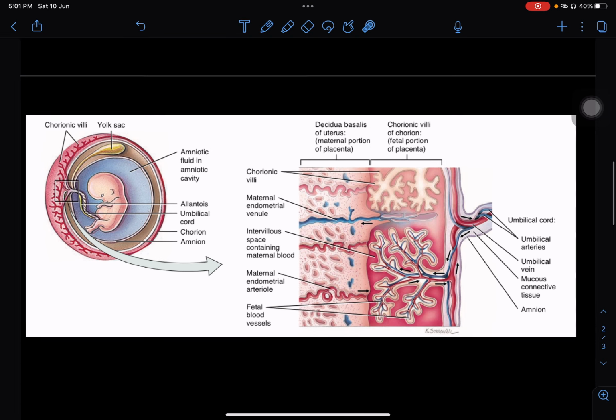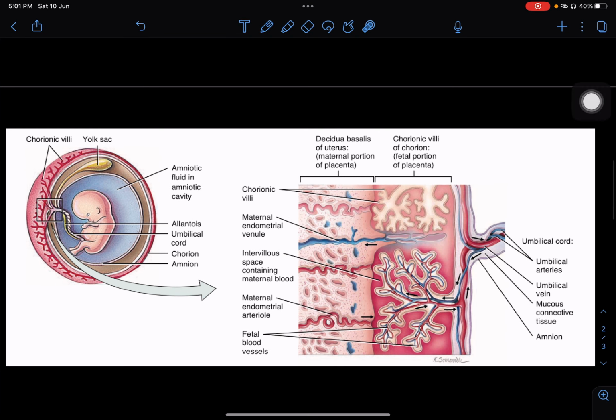And this is the detailed diagram of the placenta, where you can see this is our embryo surrounded by the amniotic cavity. Amniotic fluid is there inside that, and then this part is the placenta. The entire part, you can see, is actually considered as placenta, and you can see the placenta is connected to the embryo. The placenta is connected to the embryo through what? The placenta is connected to the embryo through the umbilical cord.